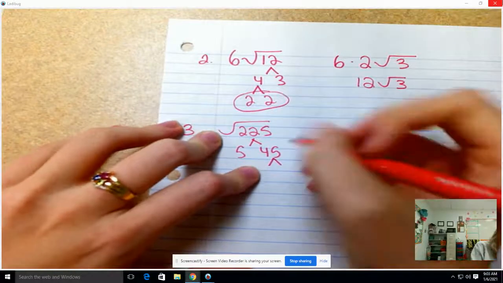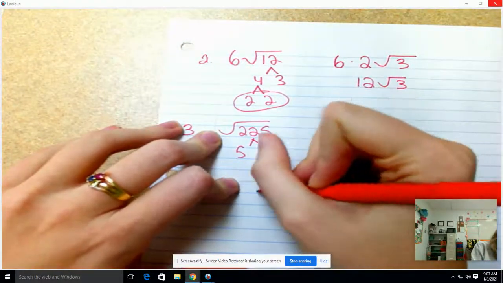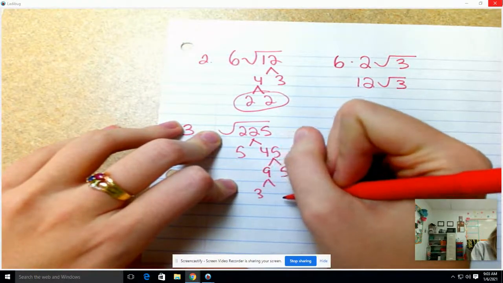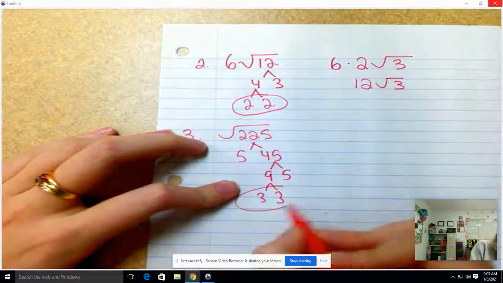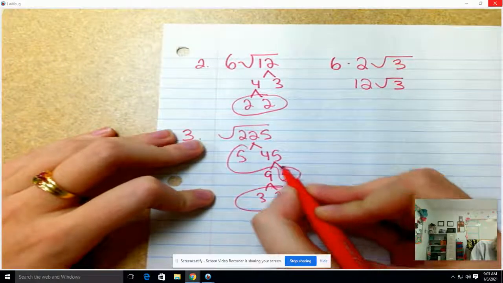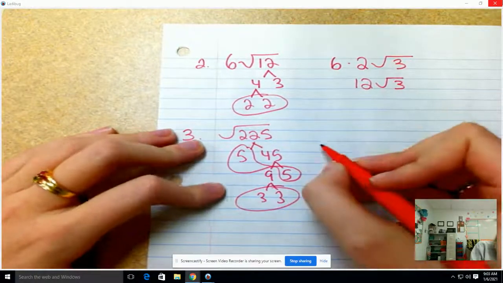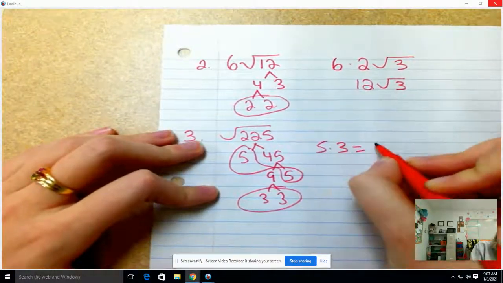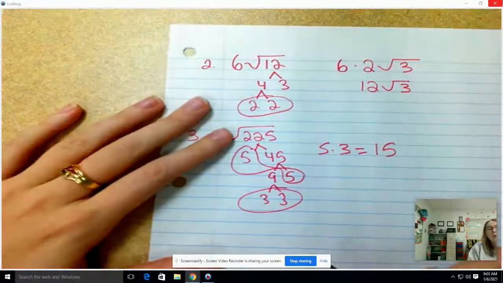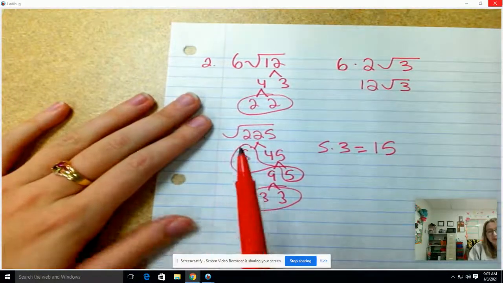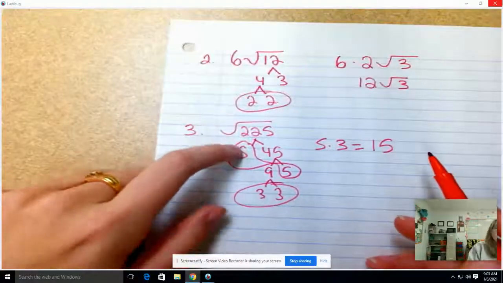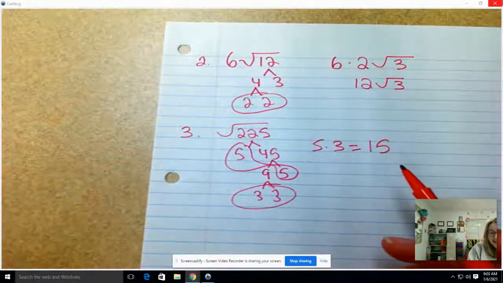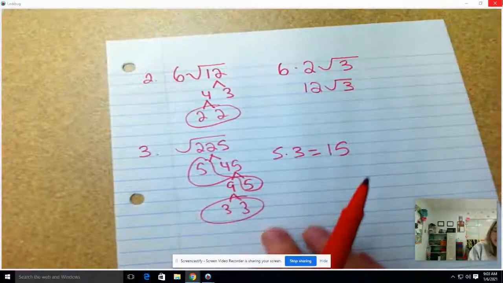And then 45 is going to be 9 and 5, and then it's going to be 3 and 3. So when I do this one, I'm going to get 3s, and then I'm going to get 5s. So I have 2 pairs. 5 times 3 equals 15. Whoops, see, this one is a perfect square. This one goes up to 15 because 15 squared is going to give me 225. So had I recognized that, I wouldn't have had to do all this work.